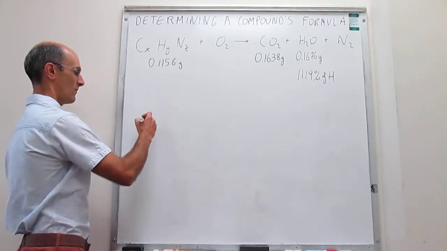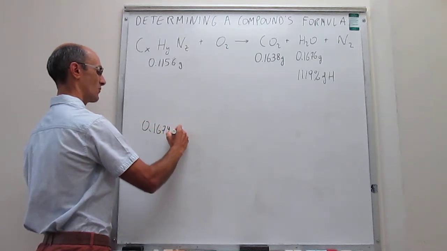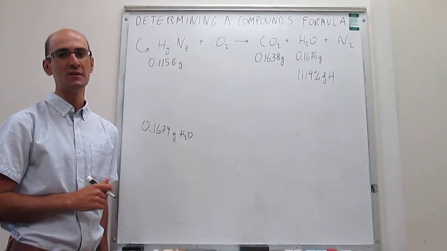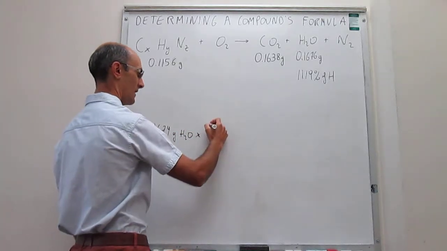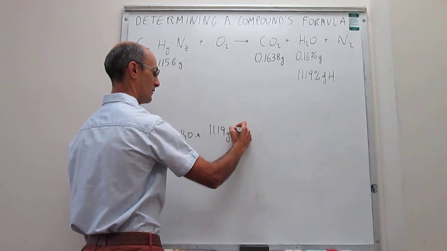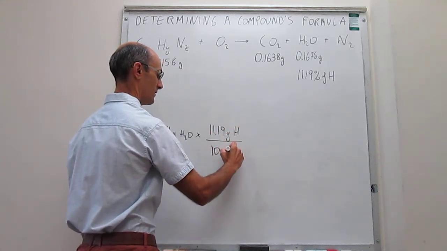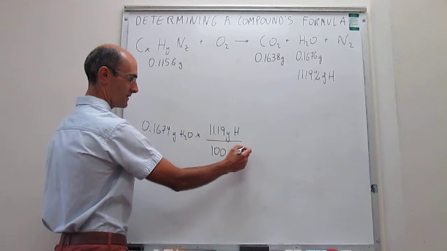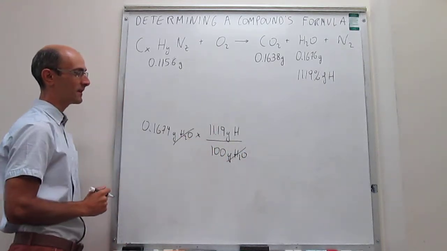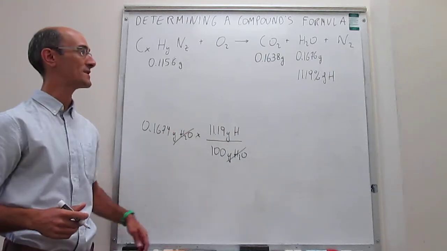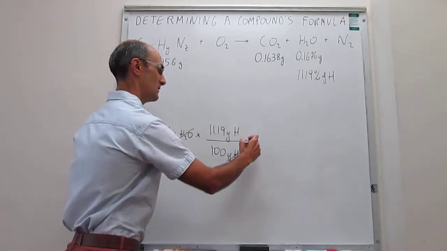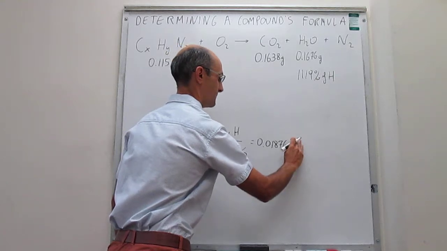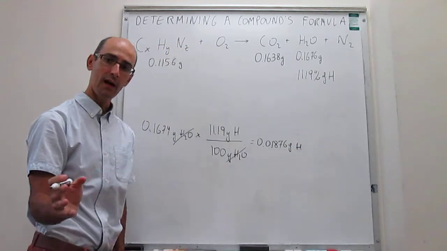Let's actually see how. We have 0.1676 grams of water, and we want to calculate how much of that is hydrogen, which is exactly what the percent composition tells you. Then we multiply this by 11.19 grams of hydrogen for every 100 grams of H2O. That is exactly the percent composition by mass of hydrogen in water. Notice that the grams of H2O cancel, and this gives me exactly how many grams of hydrogen I have in that mass of water. This number happens to be 0.01876 grams of H.